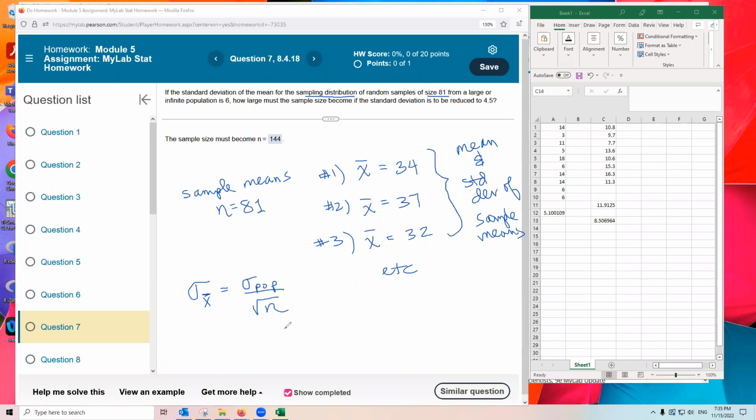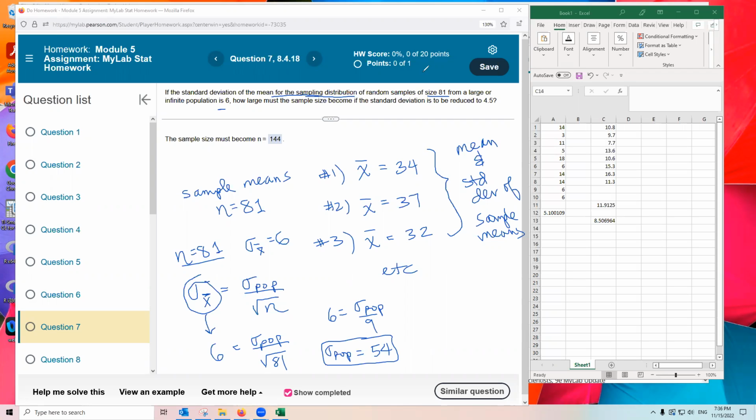All right, well, let me go to the first part of this. They're telling me the sample size is 81, and they're also telling me that the standard deviation of the sampling distribution is 6. Well, that means sigma sub X bar is 6. So let me plug in this number they're telling me, 6. The population standard deviation we don't know. The square root of the sample size is the square root of 81, but the square root of 81 is 9. So this is 6 equals population standard deviation over 9. I'll multiply both sides of this equation by 9. So the population standard deviation looks like 9 times 6, which is 54.